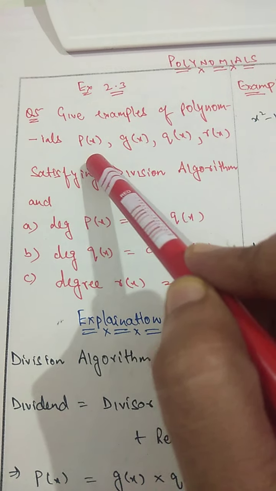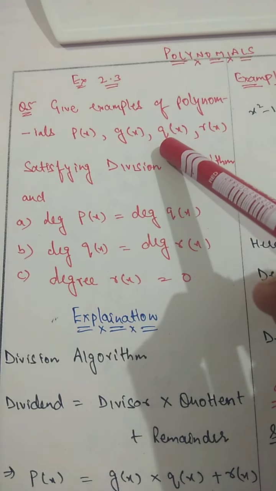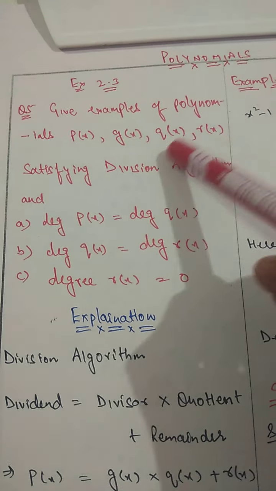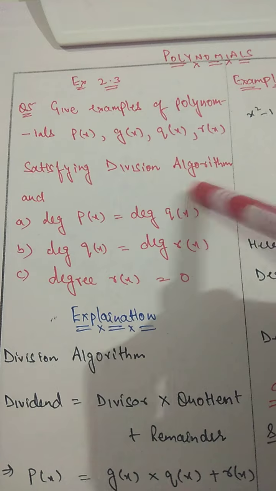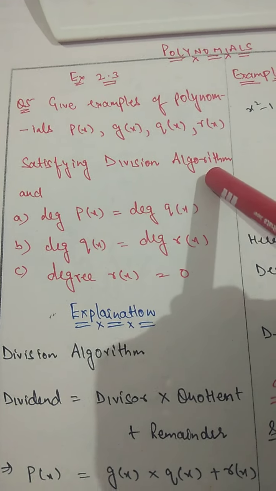Here p of x is the dividend, g of x is the divisor, q of x is the quotient, and r of x is the remainder. We have to find the polynomials which satisfy the division algorithm as well as the given conditions.